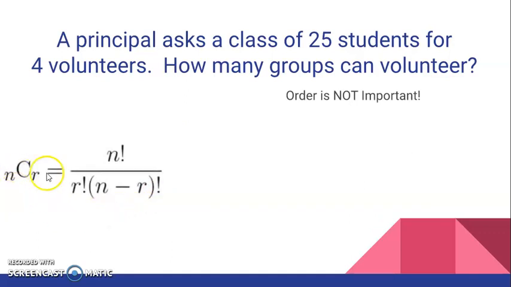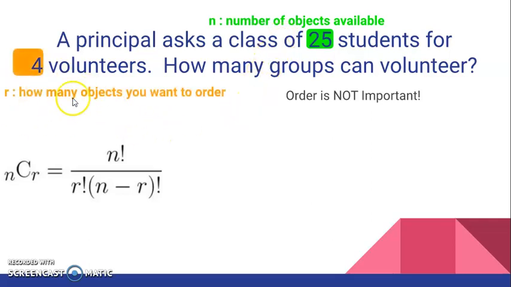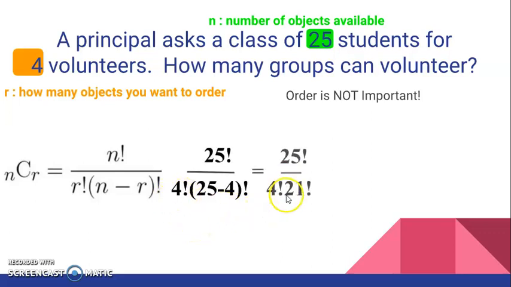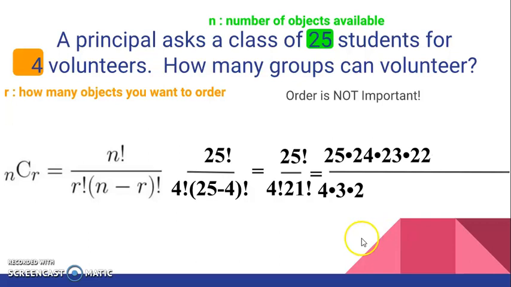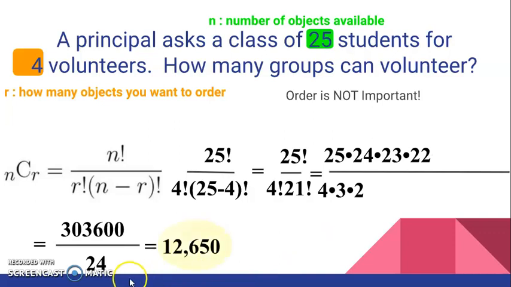So once again, a combination is what we'll be using, and we'll have to spend special attention to divide out the repetition. In this case, there are 25 students available, and there are 4 volunteers that we need. So 25 factorial over 4 factorial, 21 factorial. And as before, you're going to get that group of numbers from 21 down that is going to eliminate. So we've got 303,600 divided by 24, or 12,650.